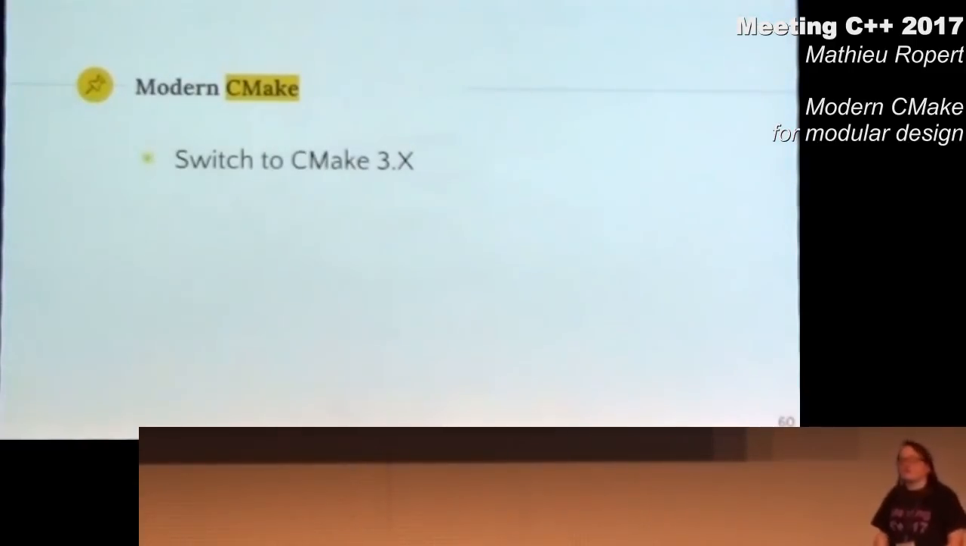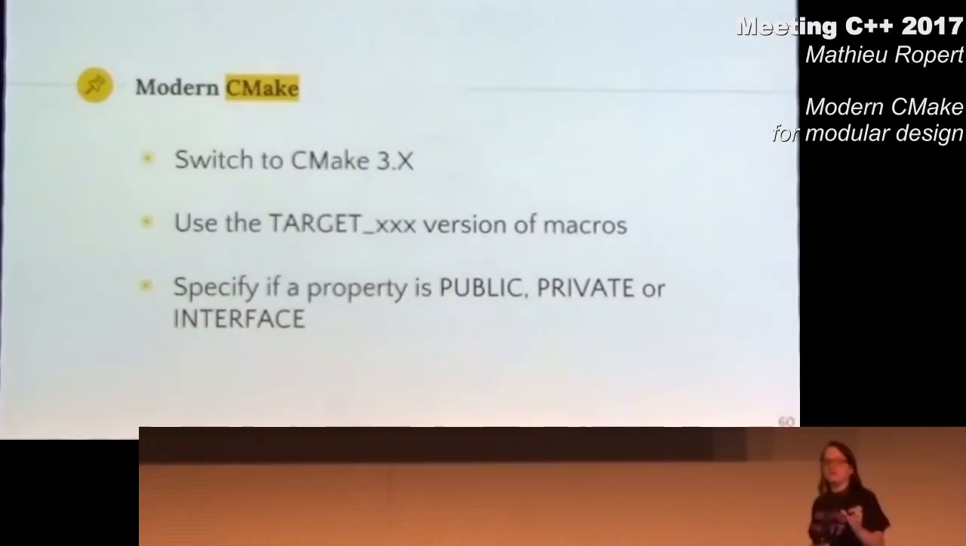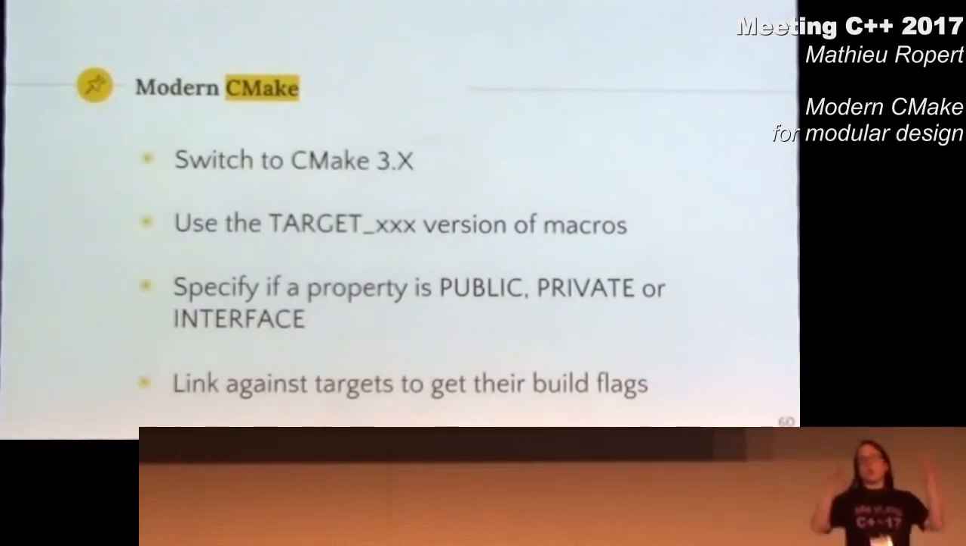For modern CMake, well, first of all, you need modern CMake, so you need a more modern version of CMake if you did not actually have one already. And the latest, the better. Use the target version of the macros. Always specify if a property is public, private, or sometimes interface. And of course, link against targets to get the build flags.